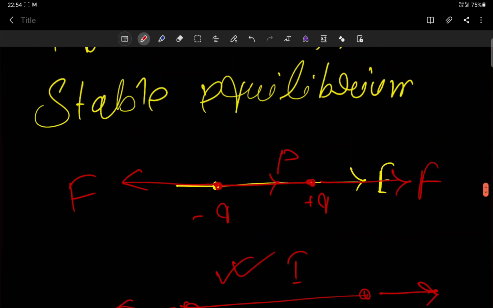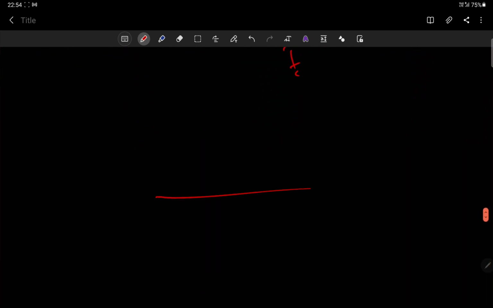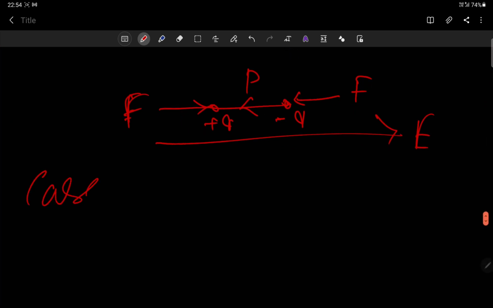It is unstable equilibrium when these two forces are in opposite directions. Suppose this is your electric field and this is your dipole, plus q and minus q, and this is the direction of the dipole. In this condition it will be unstable equilibrium. Why? Because the force on the negative charge and the positive charge are in opposite directions, like pushing the pen from both sides, it is unstable. So this dipole is also unstable. This is the condition of unstable equilibrium. So case 2, unstable equilibrium.